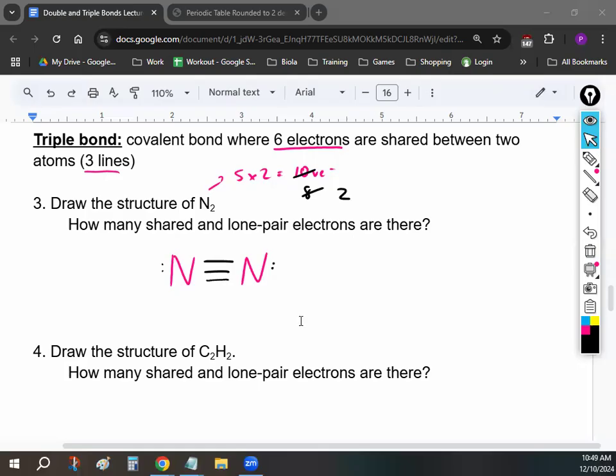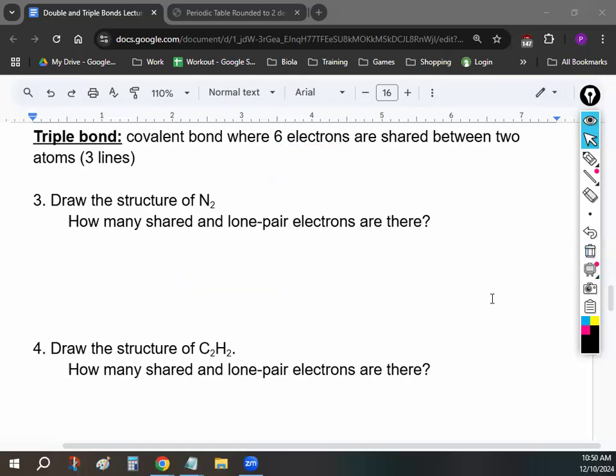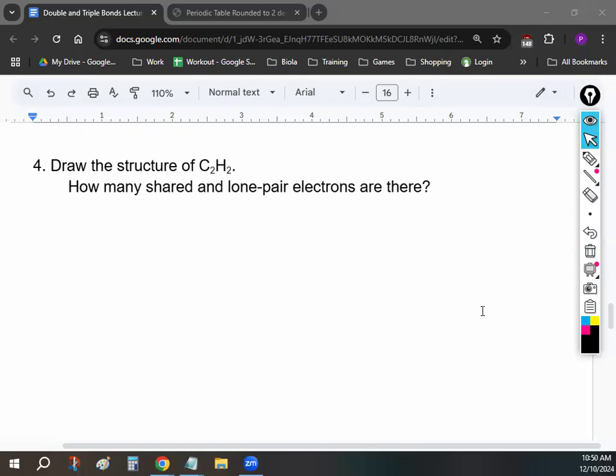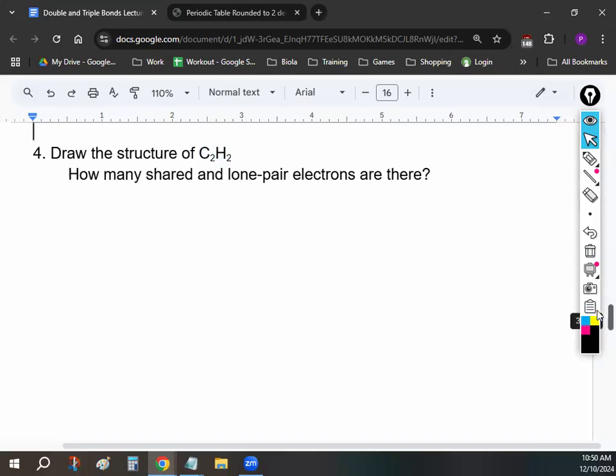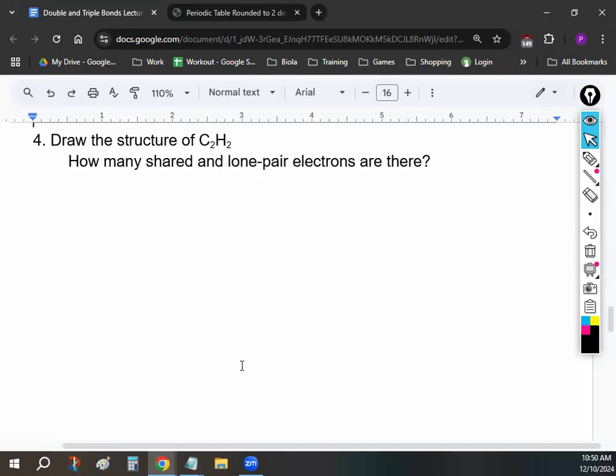Alrighty, guys, let's try number 4. Okay, I'm going to do this one with you guys, and then I'm going to have you guys try the last one on your own. Before we do that, though, let's have you guys count the valence electrons. Take about a minute. See if you guys can count the valence electrons. If you want to try drawing this on your own, go ahead. But I'm going to give you a minute to count the electrons, and then after that, we will start working on the structure together.